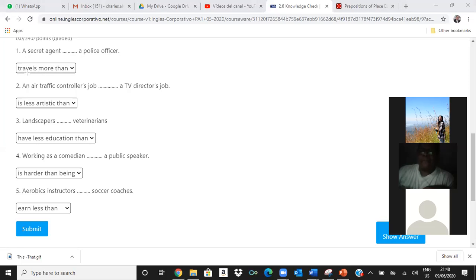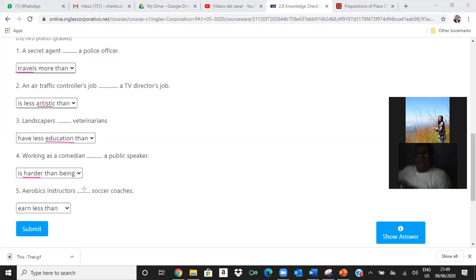So, verb, adjective, nouns, very good, okay. Number four, working as a comedian is harder. What is harder? Adjective. Let me see, hard, harder. It can be an adjective or a verb. Actually, I think it's both. Some words in English are interchangeable. They can be an adjective and a verb. All right, number five. Aerobic instructors earn. A verb, right? Yes, very good.